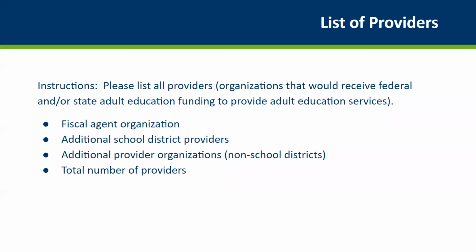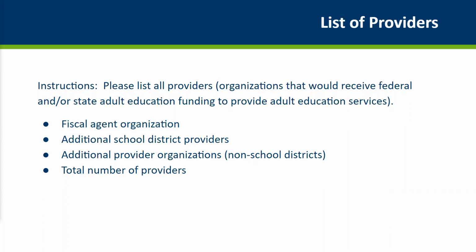So for this list of providers, every applicant is going to start by listing the fiscal agent organization. And as we touched on, for many of you, that is a school district. For some of you, that's a different kind of organization. Then some applications will include additional providers that are school districts. So that's one section of this list. Some applications will include additional provider organizations that are not school districts. Most typically those would be community-based organizations or 501c3 nonprofit organizations.